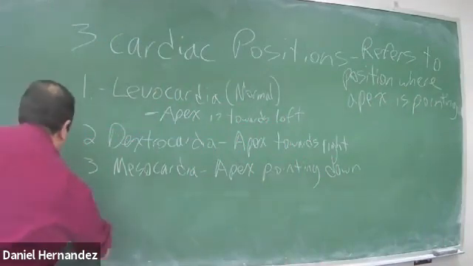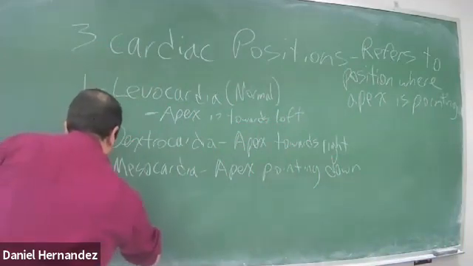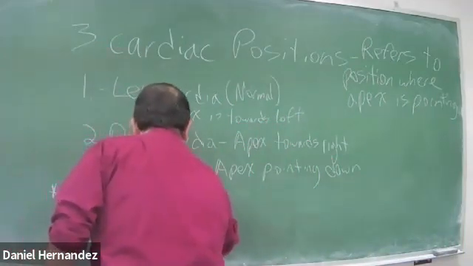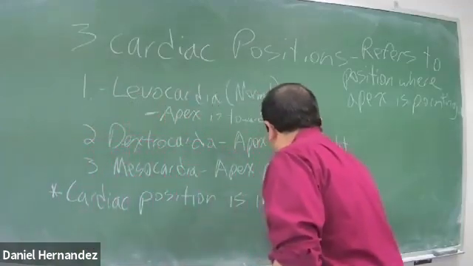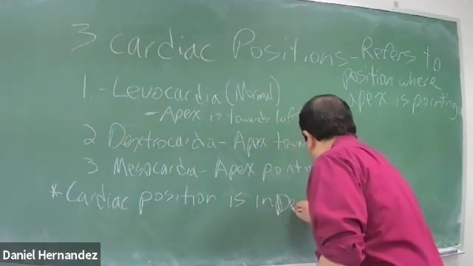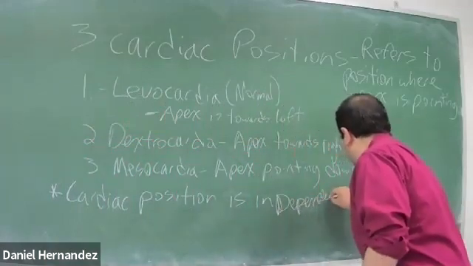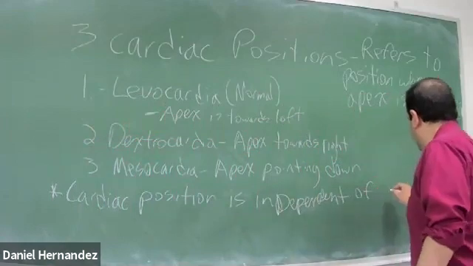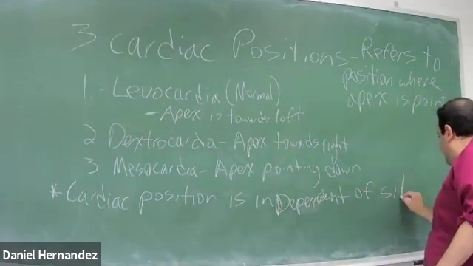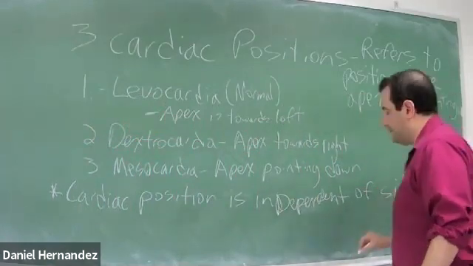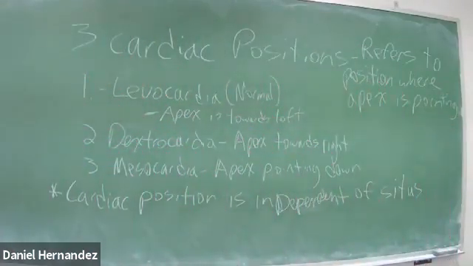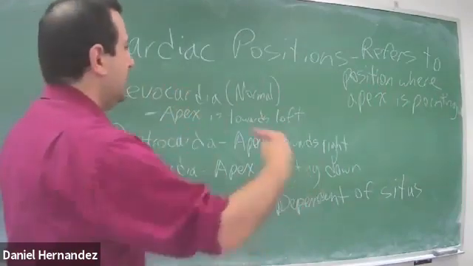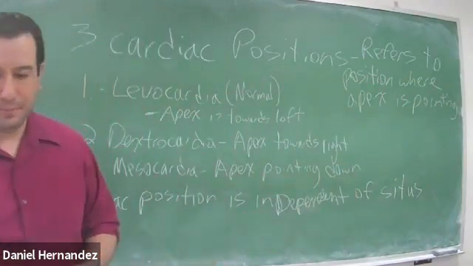Something to remember: cardiac position is independent of situs. So cardiac position only refers to the axis of the heart. Which direction is the apex pointing?